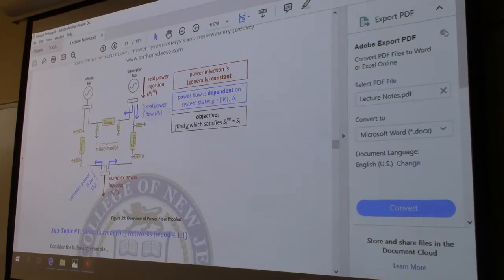And so the objective: find the state. Find the voltage magnitude and angle at all the buses, which in turn is going to give us the P and the Q at all the buses as well.